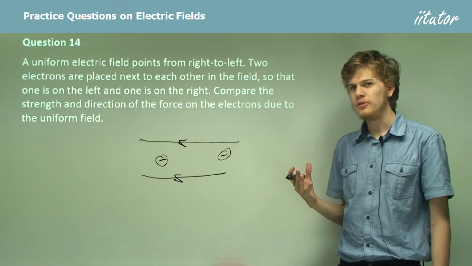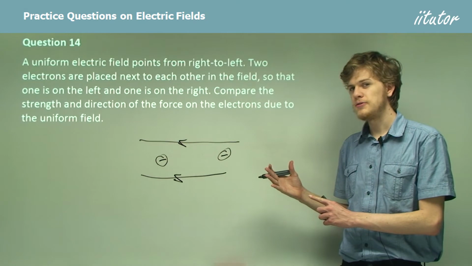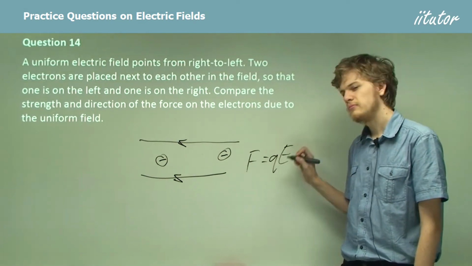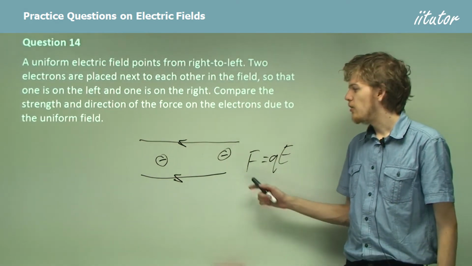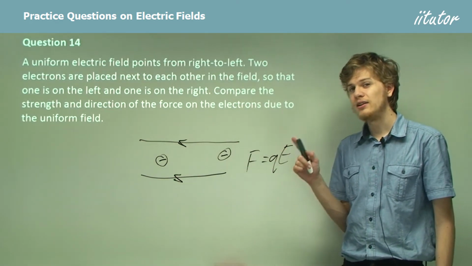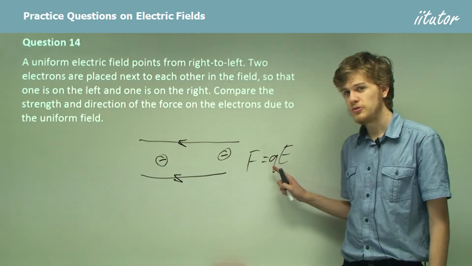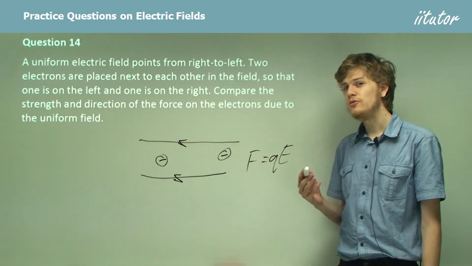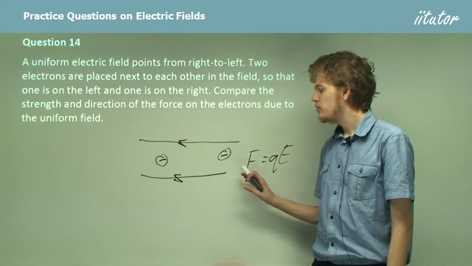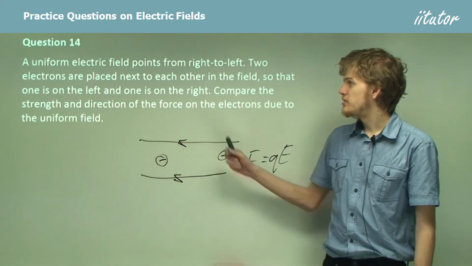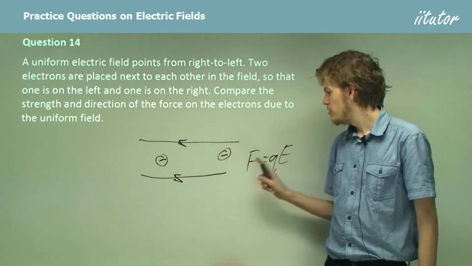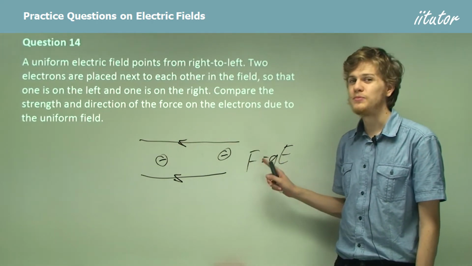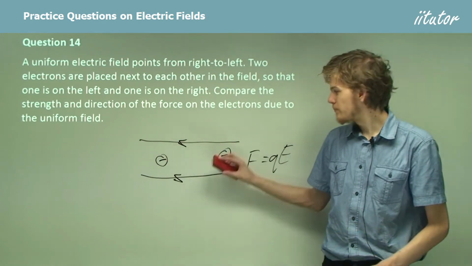Now, how do we determine the strength of the force on the electrons? Well, we use this equation, F equals QE, right? Remember that one? Now, the charge on each electron is going to be exactly the same, so Q is constant. The E on each electron is going to be uniform. It's always going to be pointing right to left, and the question in fact says that it's going to be a uniform field, so the capital E is constant. That means that the F must be the same for both electrons as well.